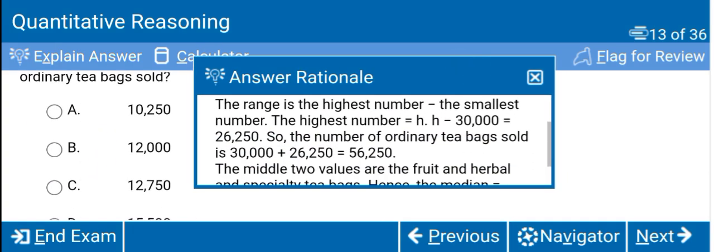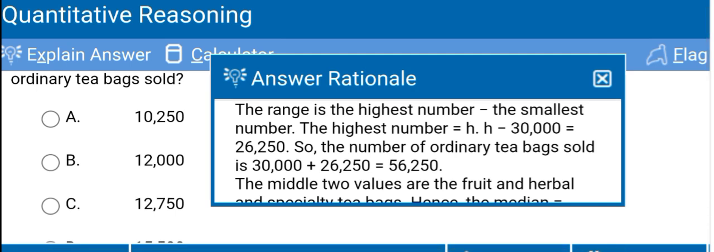The range is the highest number minus the smallest number. The highest number h equals h, and h minus 30,000 equals 26,250. So the number of ordinary tea bags sold is 30,000 plus 26,250 equals 56,250.